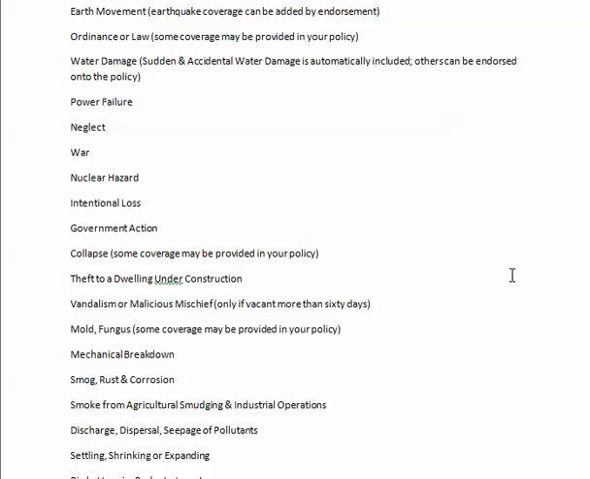Earthquake coverage can be added by endorsement. Ordinance or law: some coverage may be provided in your policy. Water damage: sudden and accidental water damage is automatically included. Others can be endorsed onto the policy: power failure, neglect, war, nuclear hazard, intentional loss, government action, collapse. Some coverage may be provided in your policy: theft to a dwelling under construction, vandalism or malicious mischief only if vacant more than 60 days.